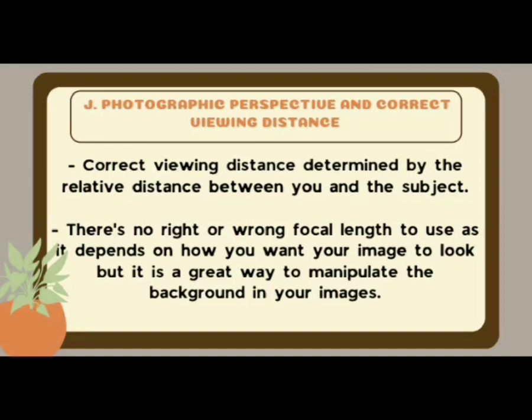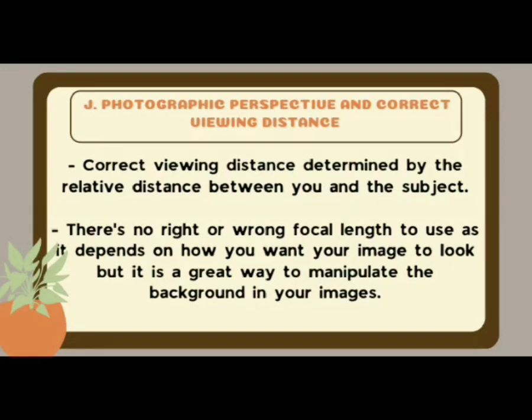Photographic perspective and correct viewing distance. Correct viewing distance is determined by the relative distance between you and the subject. There's no right or wrong focal length to use as it depends on how you want your image to look, but it is a great way to manipulate the background in your images.